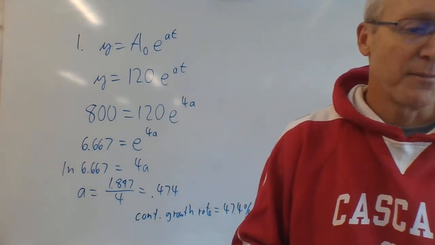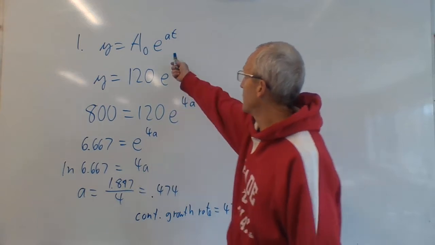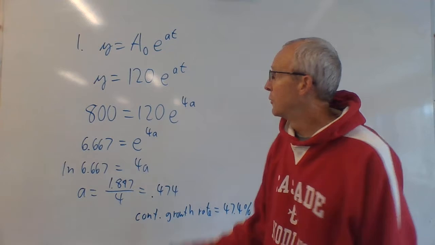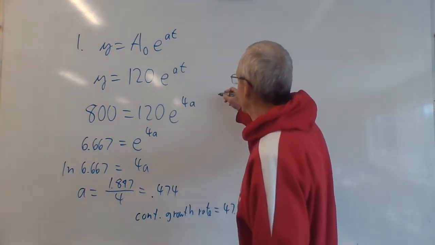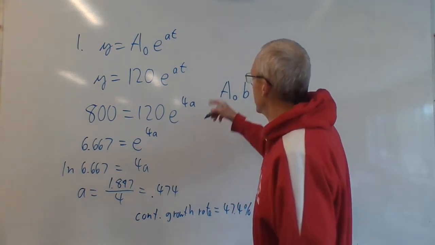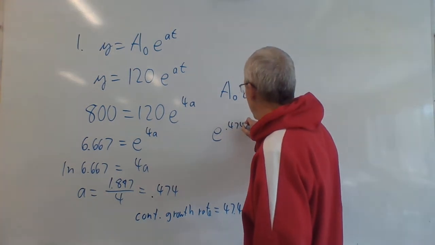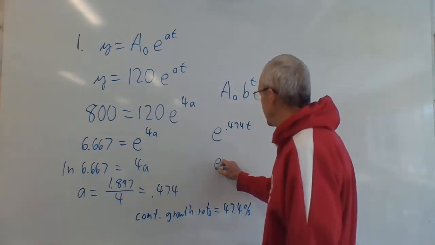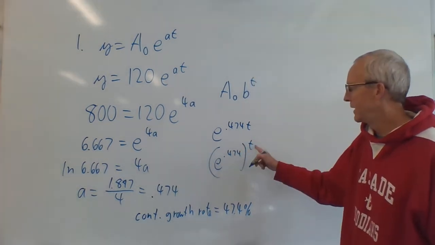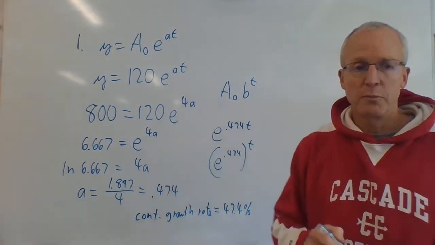Now if we want to know the hourly growth rate, because we're dealing with hours here, what is it when t equals 1? Then we can find b. We can put it in the other form, which is not hard to do. If we want to write this as a0 b to the t, then right now we have e to the 0.474 t, but that's the same thing as e to the 0.474 to the t, because you multiply exponents when you have a power to a power. So our b is just e to the 0.474.